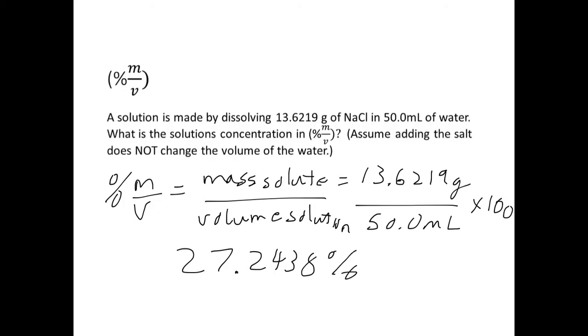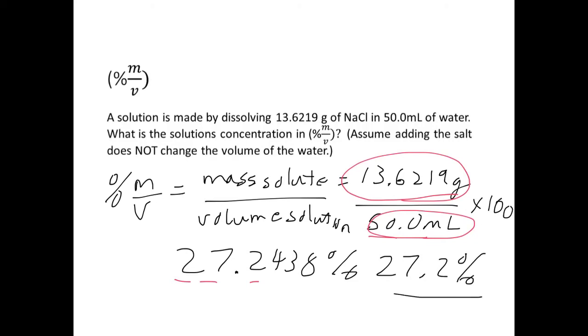However, we have to take those fun-filled sig figs into account. I have 5 sig figs here, 2 sig figs there, so I should have 2 sig figs in my answer. So my answer winds up being 27.2%. Chemistry's easy, life is hard, yes?